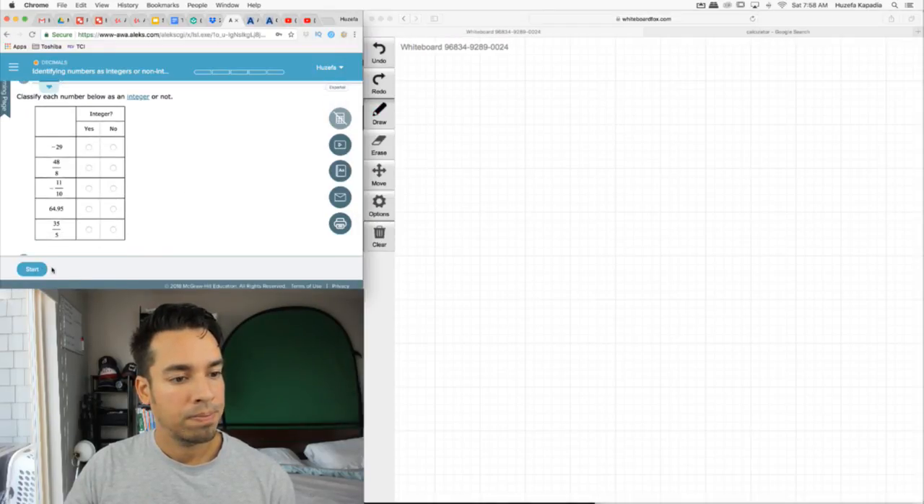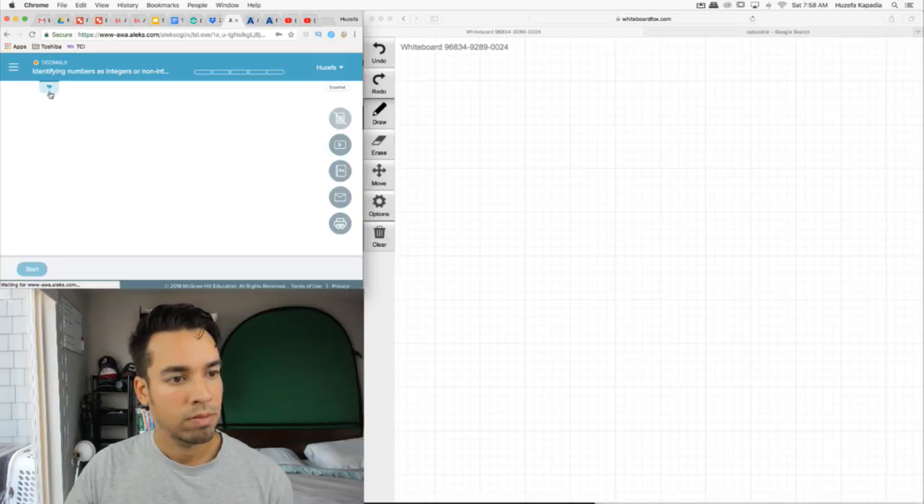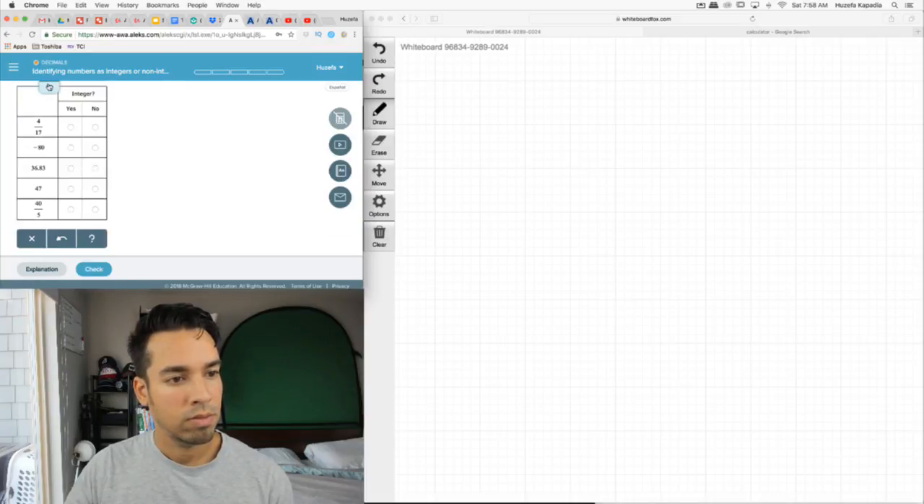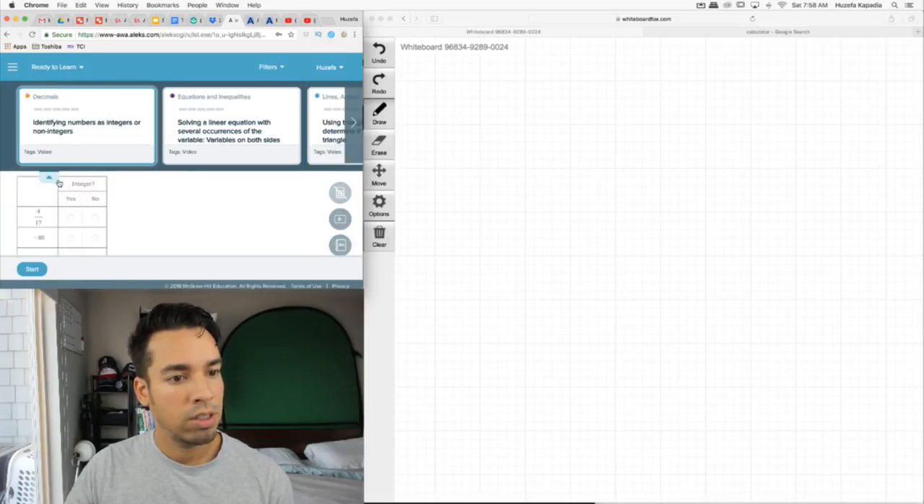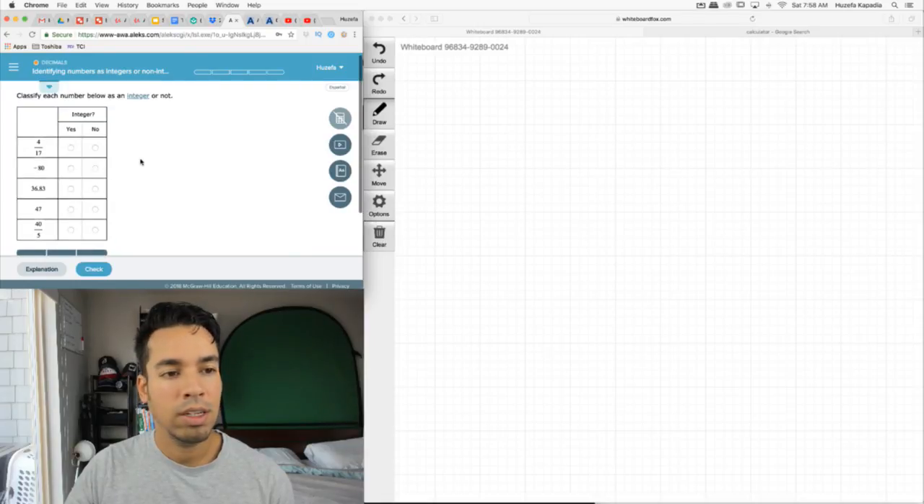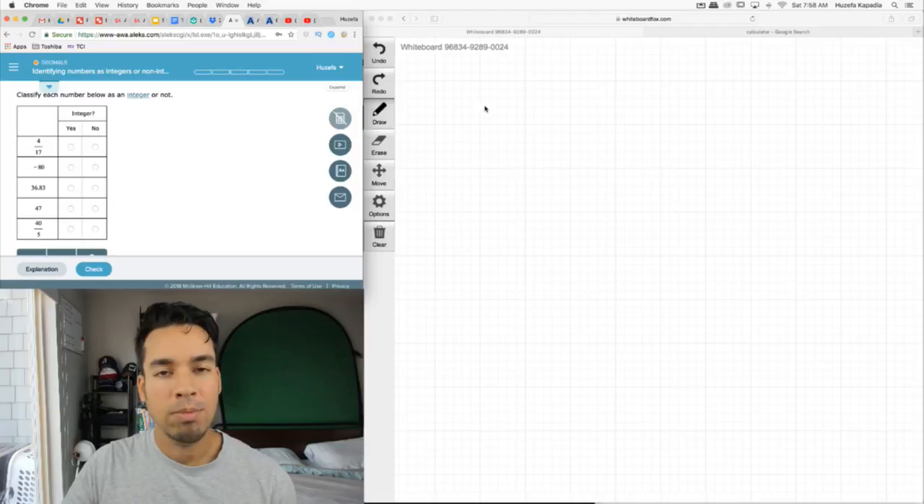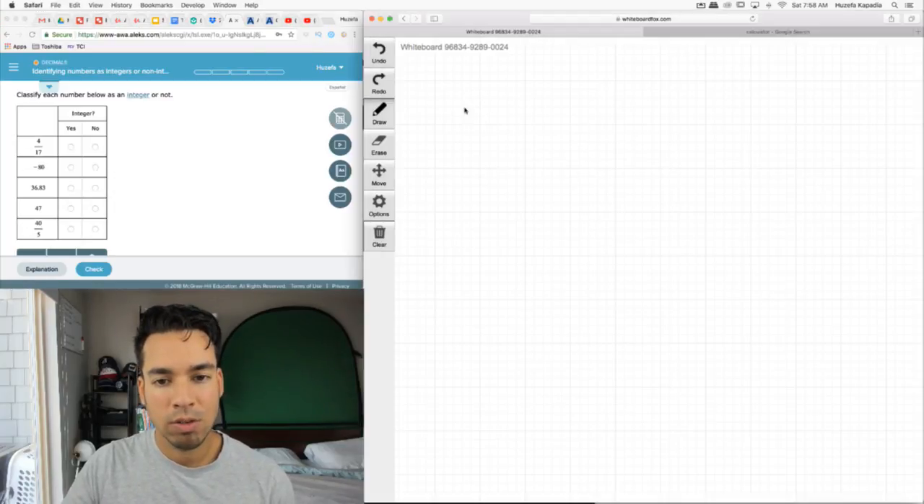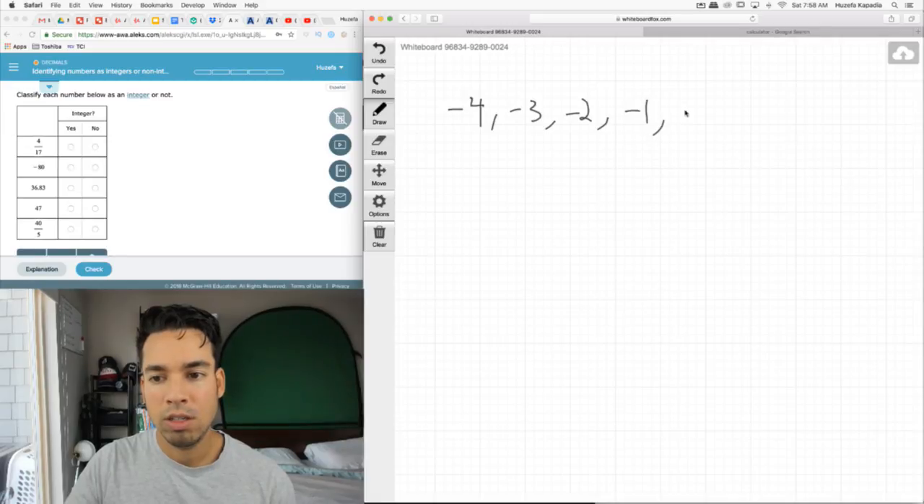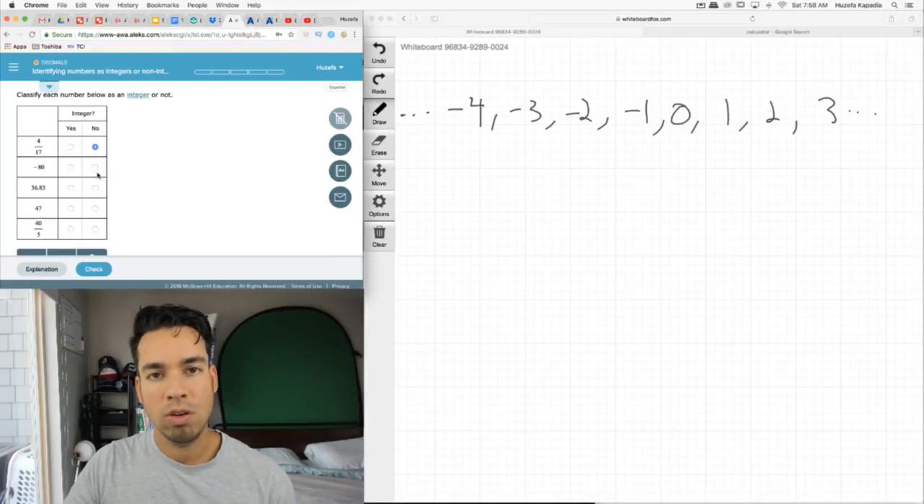All right. Identifying numbers as integers or non-integers. So what is an integer? An integer is a whole number that can be positive or negative, including 0. So it's like -4, -3, -2, -1, 0, 1, 2, 3, etc. in both directions. A fraction is no-go, not an integer.